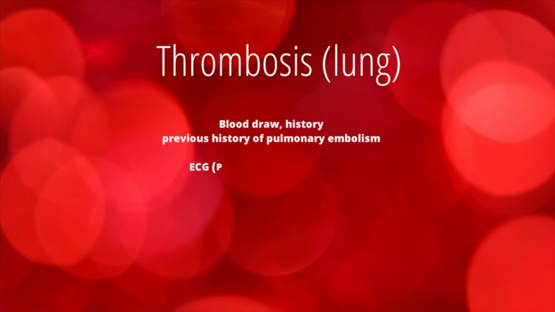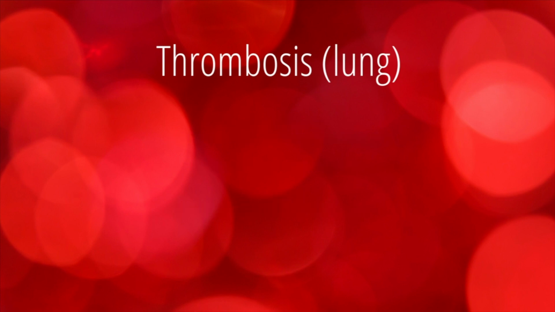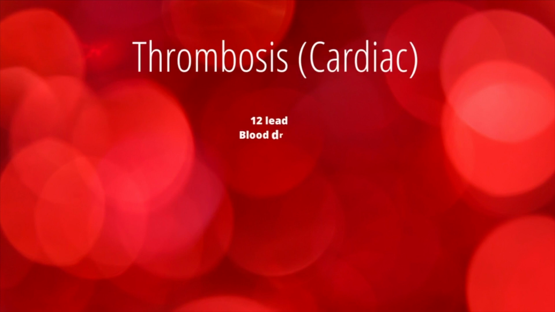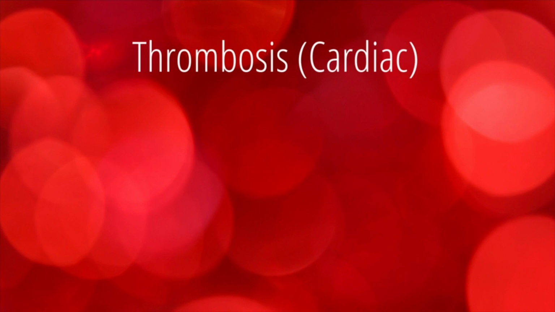Thrombosis of the lung, again, we need a blood draw and history. The treatment is going to be surgical embolectomy. We need to remove that clot, and maybe fibrinolytics. And if it's a thrombosis of the heart, cardiac, we're going to do a 12-lead ECG, blood draw, and the treatment is likely going to be CPR, and it depends on how the patient responds.